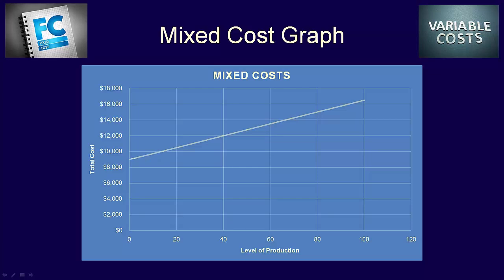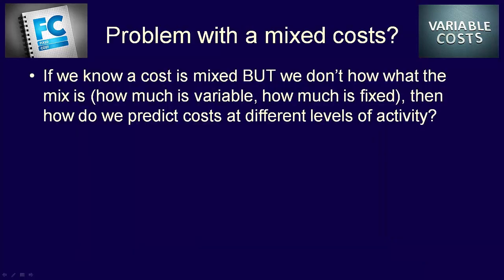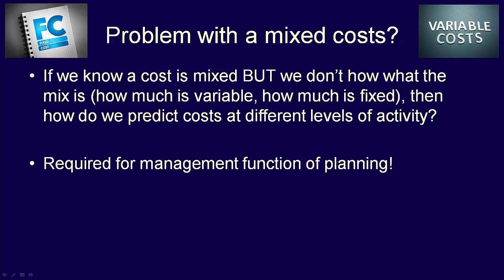Great. So what's the problem with mixed costs? If we know a cost is mixed, but we don't know what the mix is, how much is variable, how much is fixed, then how do we predict costs at different levels of activity? Well, we can't. But why is this a problem? Because one of the main functions of management is planning, and in order to plan, we have to be able to determine how costs will change if there are changes in the level of activity.